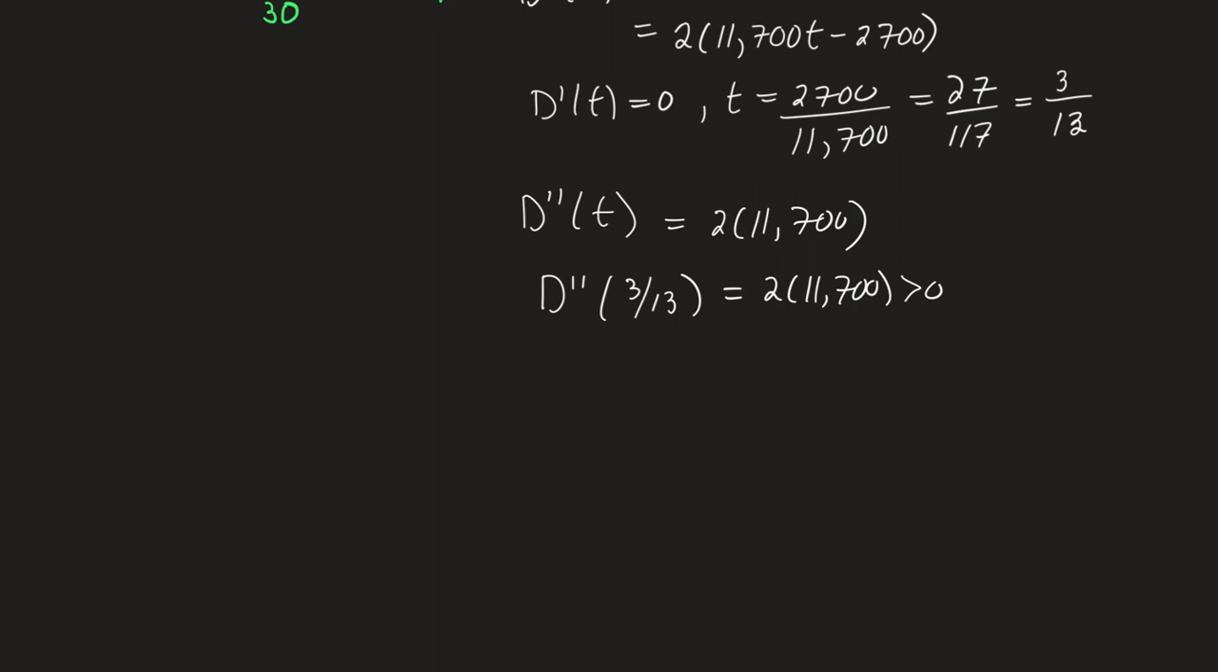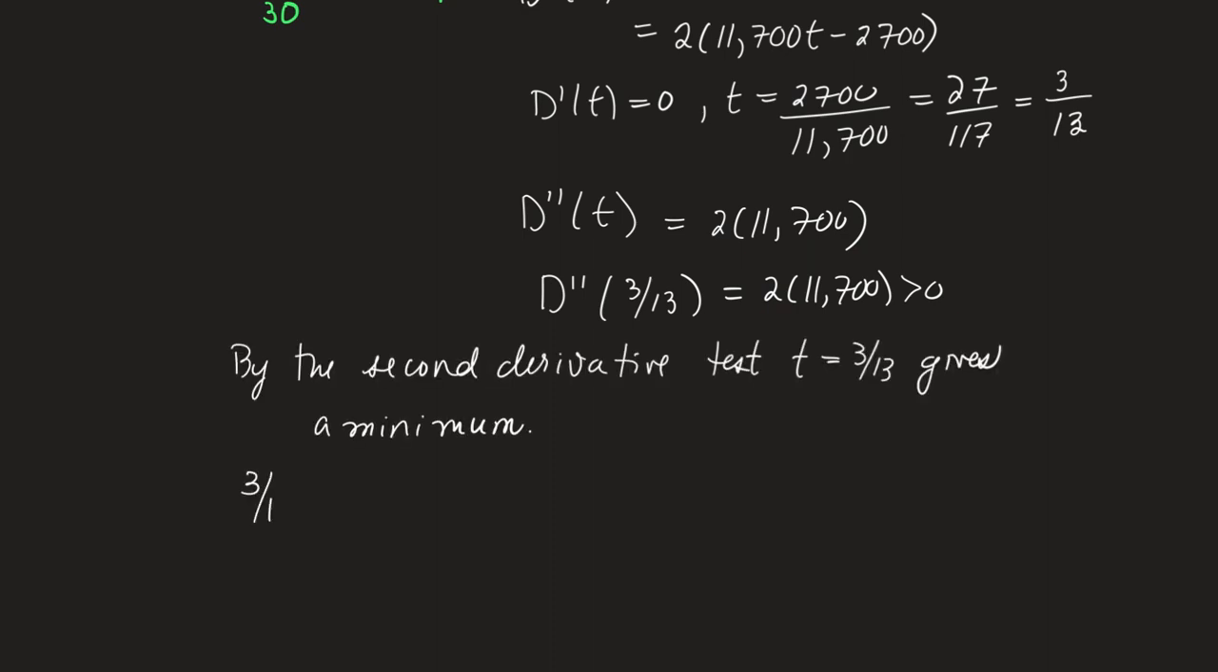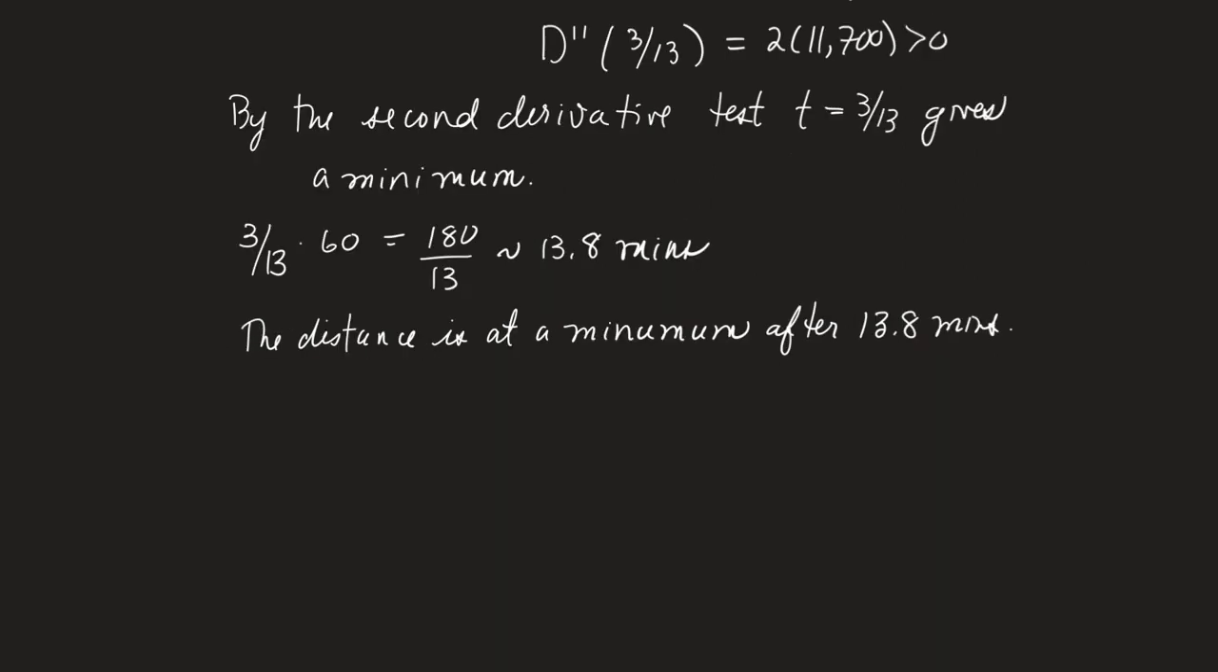And I'm asked after how long the minimum distance occurs. Well, that's 3/13 of an hour. So 3/13 times 60 is equal to 180 over 13, which is approximately 13.8 minutes. So to conclude, the distance is at a minimum after 13.8 minutes.